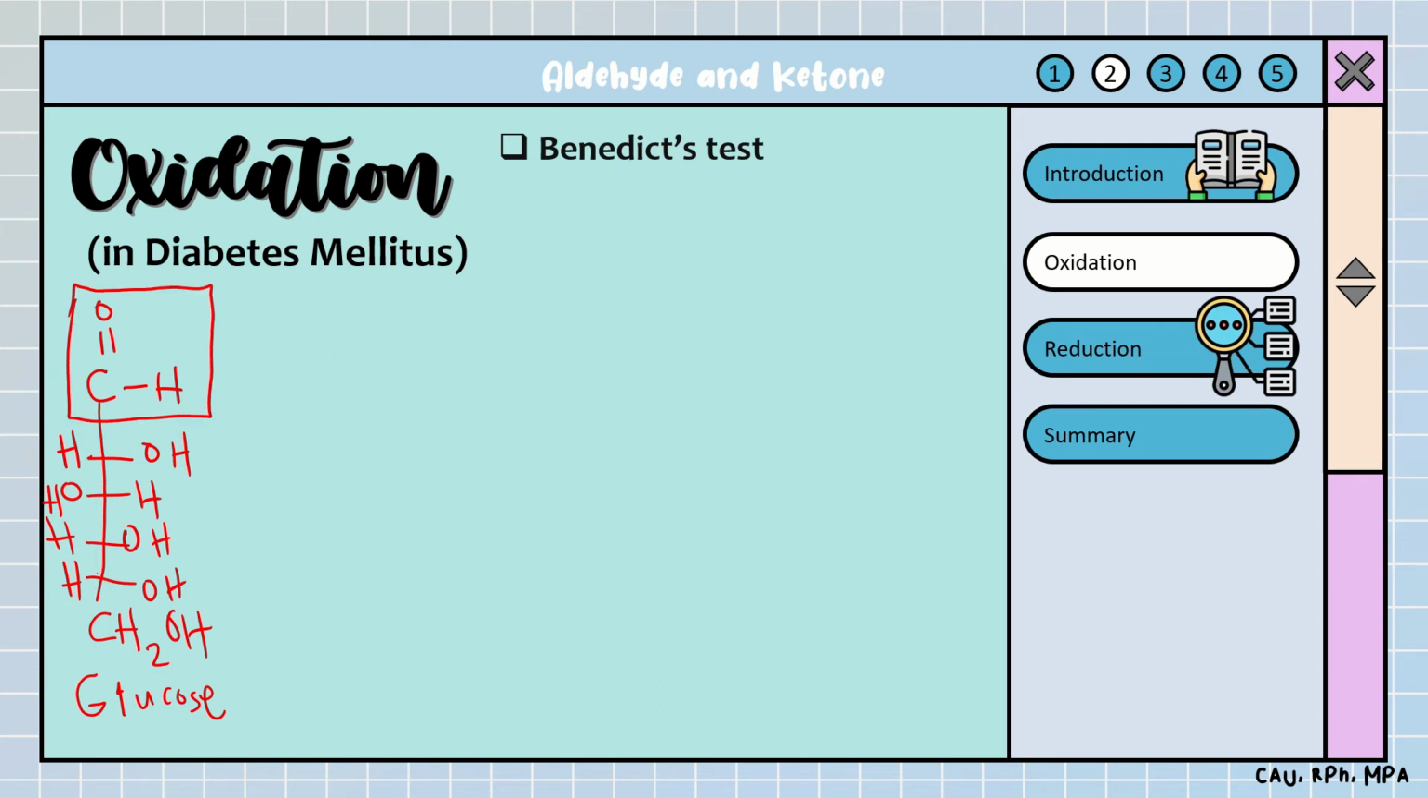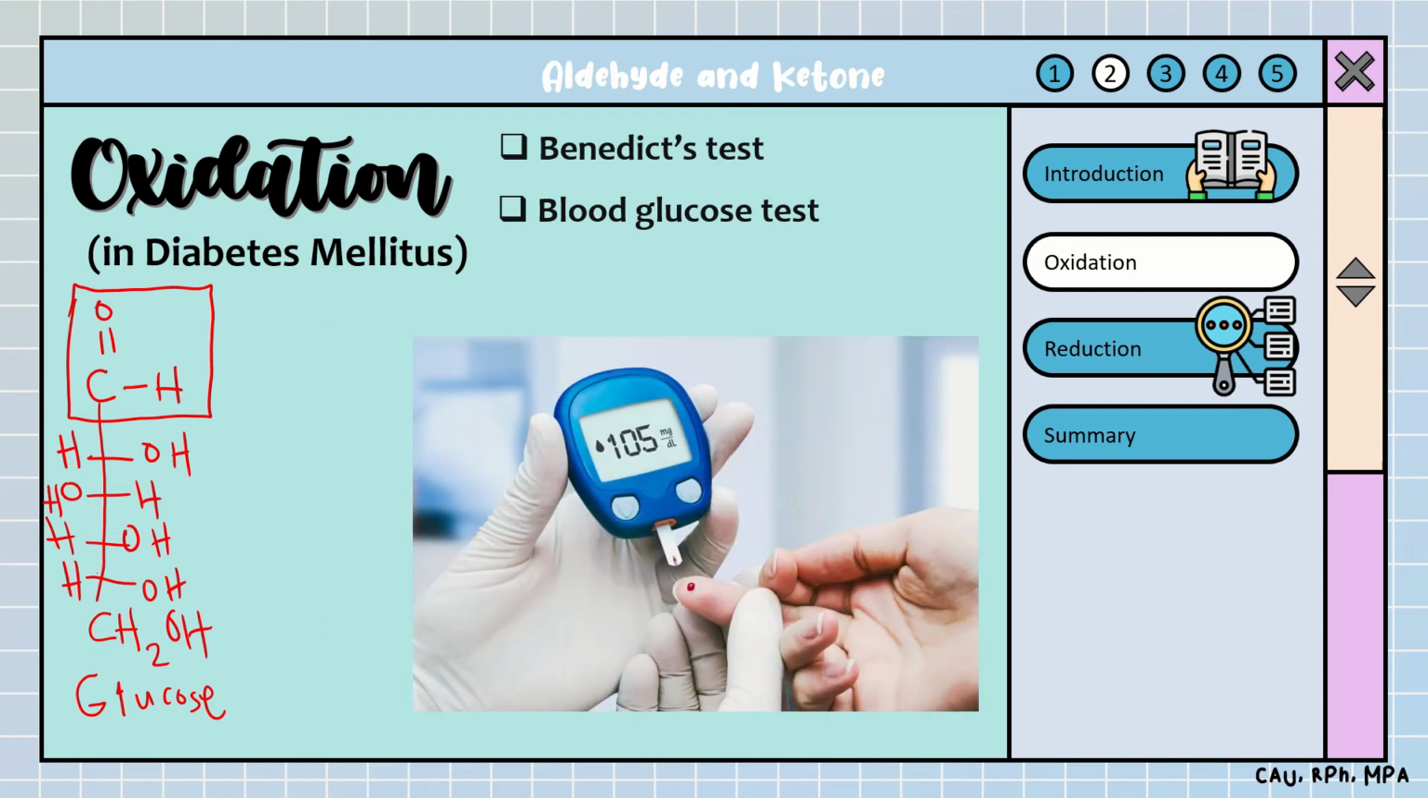However, since we are now in the modern world, there is another test that is more accurate compared with the Benedict's test, and that is the blood glucose test. It basically uses a machine which we call a glucometer. We will have some prick here, and in here there is an enzyme. There is a dye, and the blood is placed in the dye. An enzyme that will oxidize the glucose aldehyde group will then react with the blood.